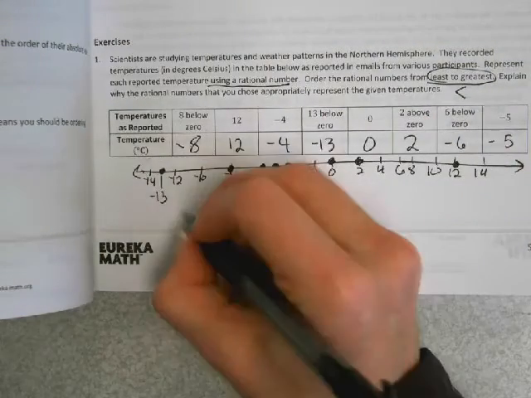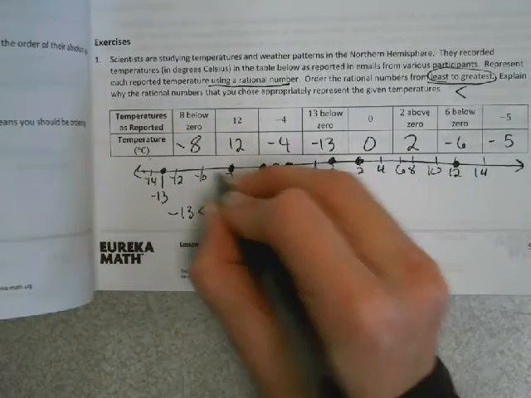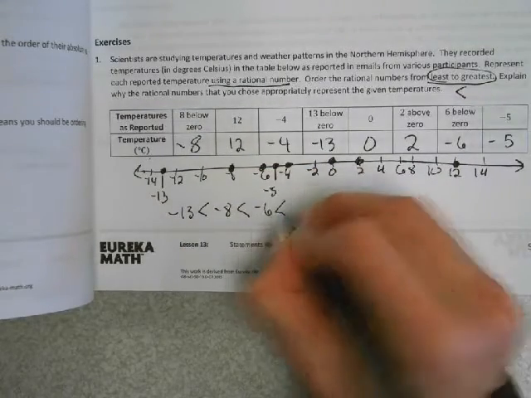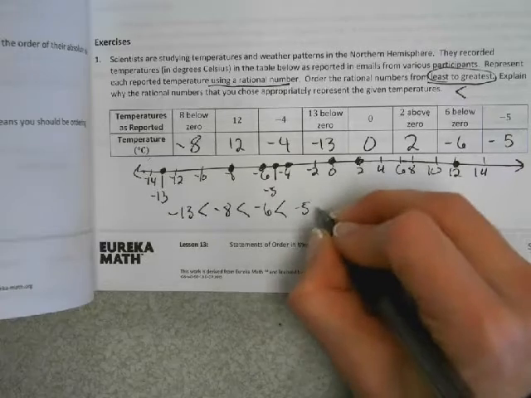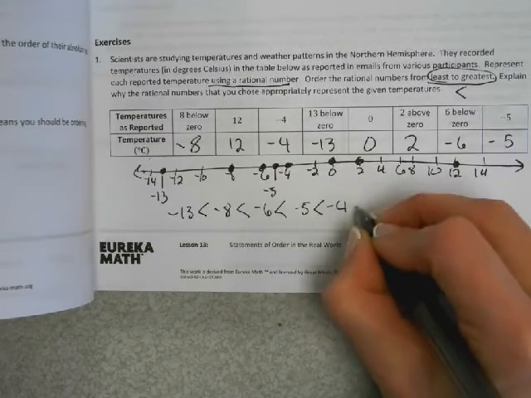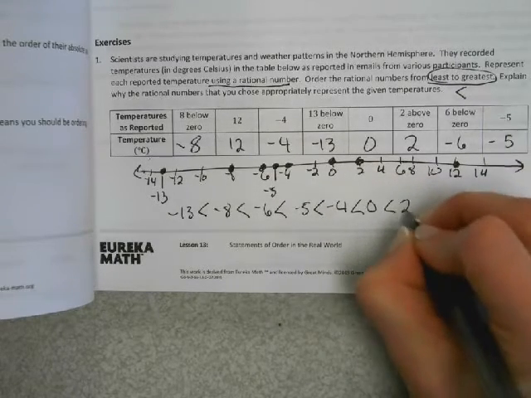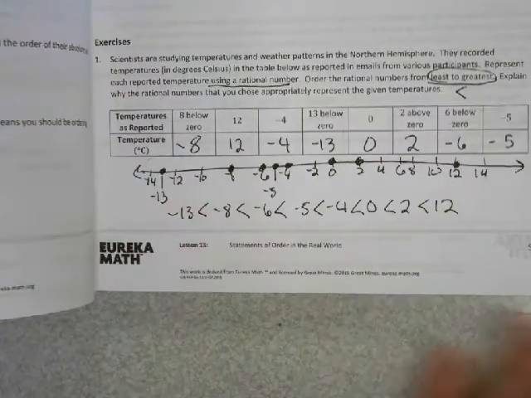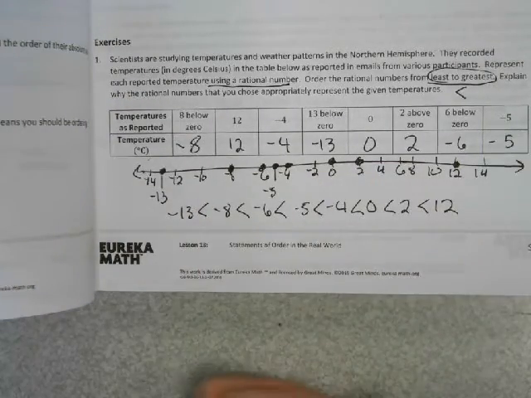And then we just have to go least to greatest, which is left to right. So my first point is a negative 13 is less than negative 8 is less than negative 6 is less than negative 5, less than negative 4, less than 0, less than 2, and then my last number is 12. And that would be your inequality representing these temperatures in a real-world situation.